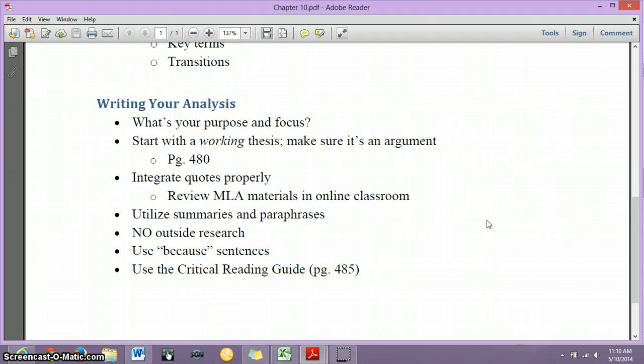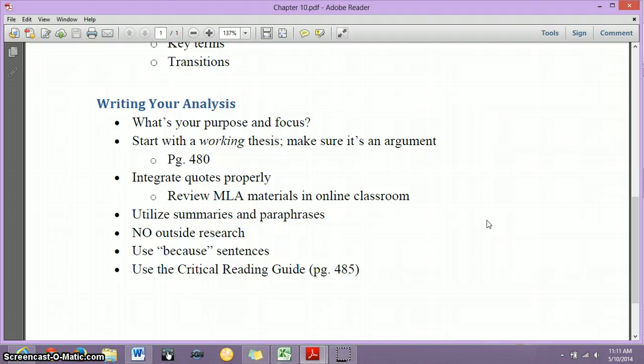Also, you can always start with a working thesis that can change as you write. You can always start with a general idea, but then as you find more evidence and have more thoughts about it, you can always adjust it. You just have to make sure it's an argument. Also, make sure that you integrate your quotes properly. Use in-text citation, and I've provided all the materials that you need to do that effectively online. You just need to review them. Also, in addition to direct quotations, make sure you use summaries and paraphrases as necessary.